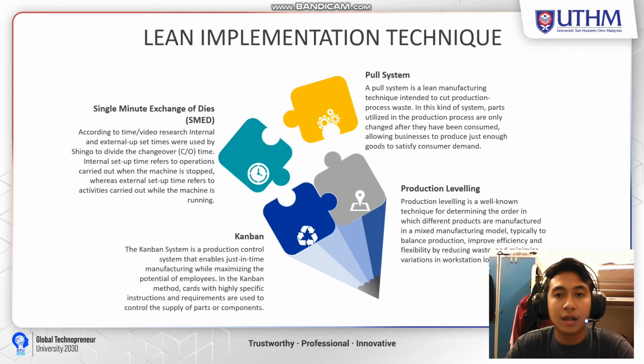Next, I will explain about the pull system. A pull system is a lean manufacturing technique intended to cut production process waste. In this kind of system, parts utilized in the production process are only replaced after they have been consumed, allowing a business to produce just enough goods to satisfy customer demands.